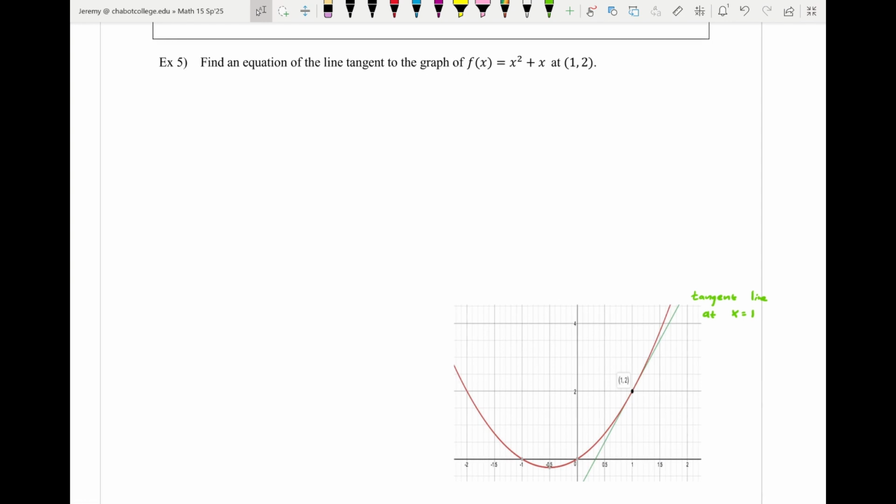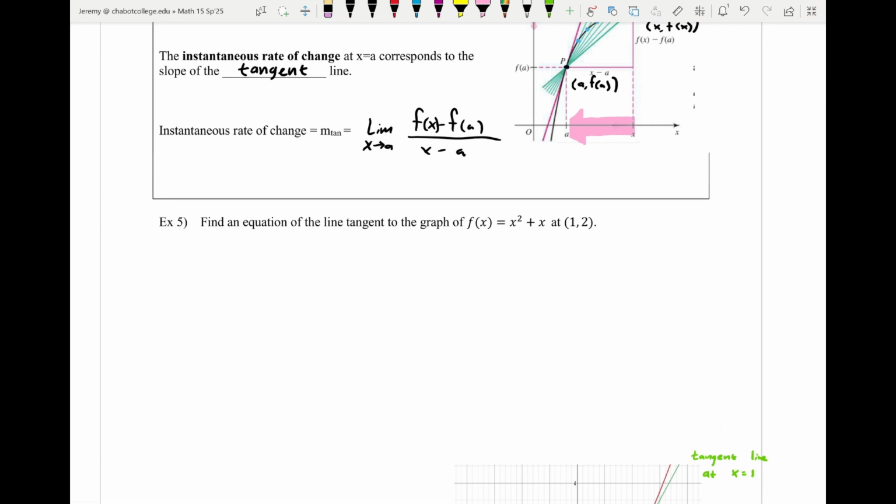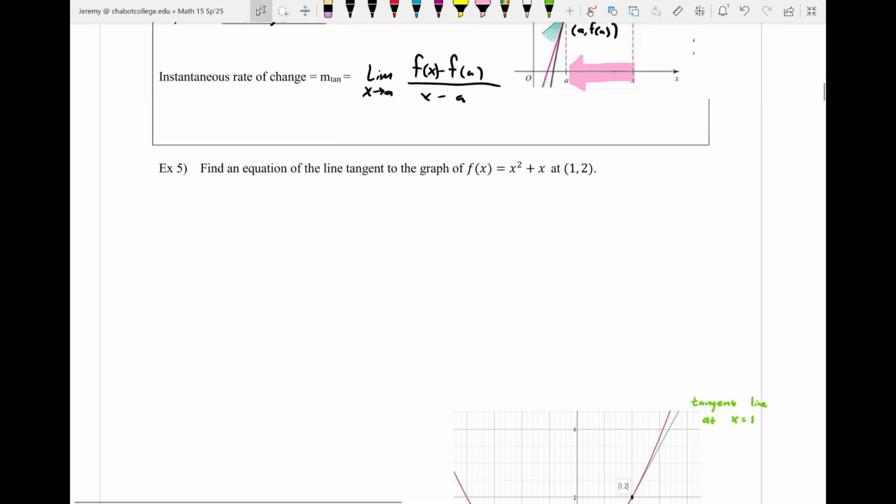We are going to see many of these examples. We're going to be doing these all semester long. Find the equation of the tangent line. This is a prompt you're going to hear many times throughout the semester. So let's jump into it using this definition that we just learned up here.